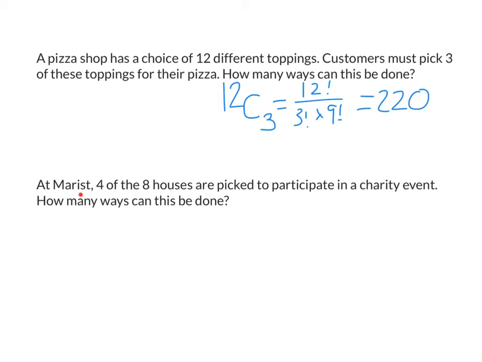So let's look at this one here. Marist, 4 of the 8 houses are picked to participate in a charity event. How many ways can this be done? So once again, I want to illustrate, this is just a quick way of counting them. There are heaps of ways we could do it.